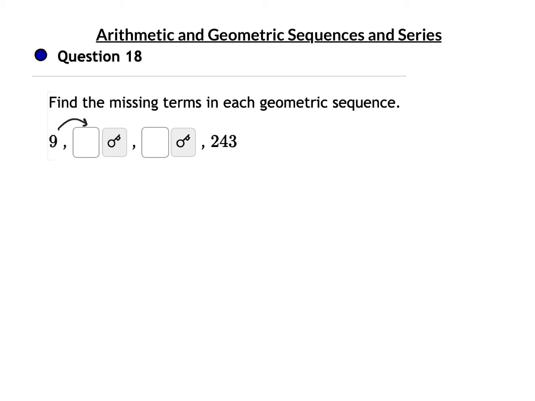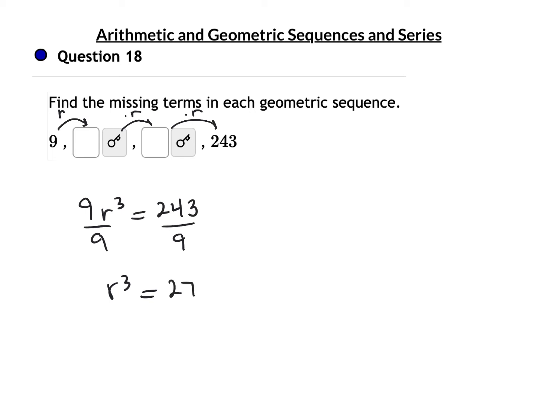Let's find the missing terms in this geometric sequence. When I move forward, I multiply by the common ratio. We'll call it r. r is not the rate here, it's the common ratio. Every time I move, I multiply by r. Each time I get to a new place, I multiply by another r. That means 9 times r to the third power is going to be 243. I'll divide each side by 9. 243 divided by 9 is 27. I'll take the cube root of both sides, and the cube root of 27 is 3. Common ratio is 3. I'll take 9 times 3 to get 27, and 27 times 3 to get 81, and 81 times 3 will make that 243.